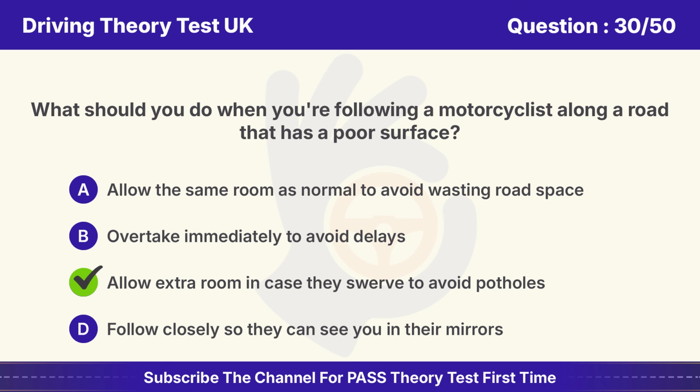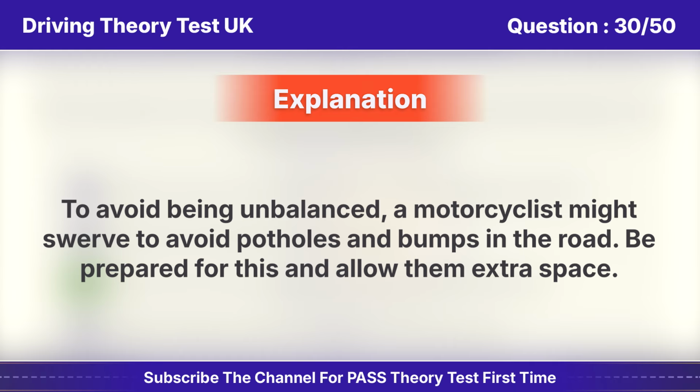Answer is C. Allow extra room in case they swerve to avoid potholes. To avoid being unbalanced, a motorcyclist might swerve to avoid potholes and bumps in the road. Be prepared for this and allow them extra space.